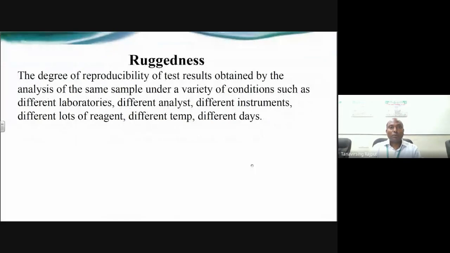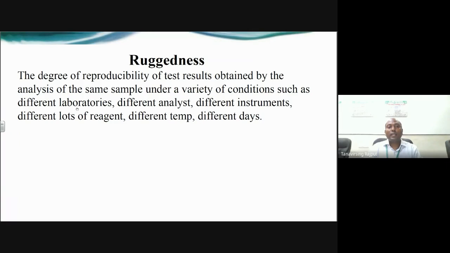Then the next parameter as per the ICH guideline is the ruggedness study. In the precision study, we check the repeatability of the result. In that precision study, we check the absorbance of our solution using the same instrument, the same lot of reagent, and the same analyst. In the ruggedness parameter, we check the reproducibility of the result under different conditions, meaning we use the same solution but the conditions are different.